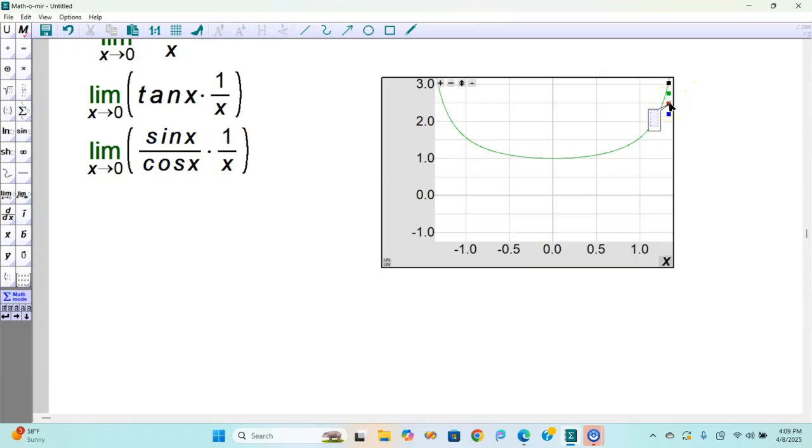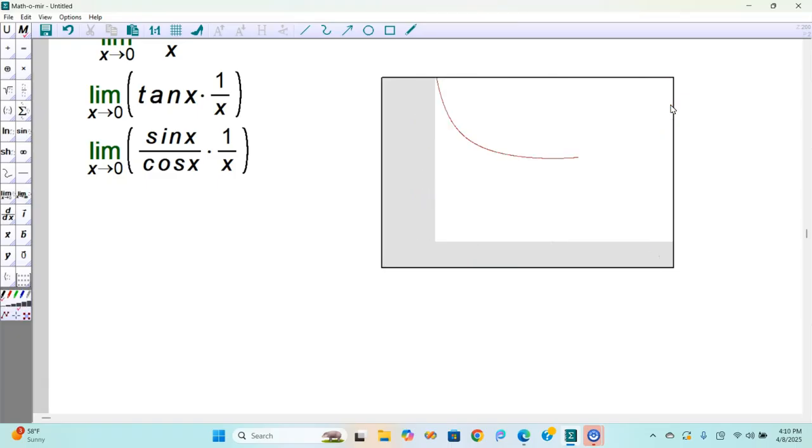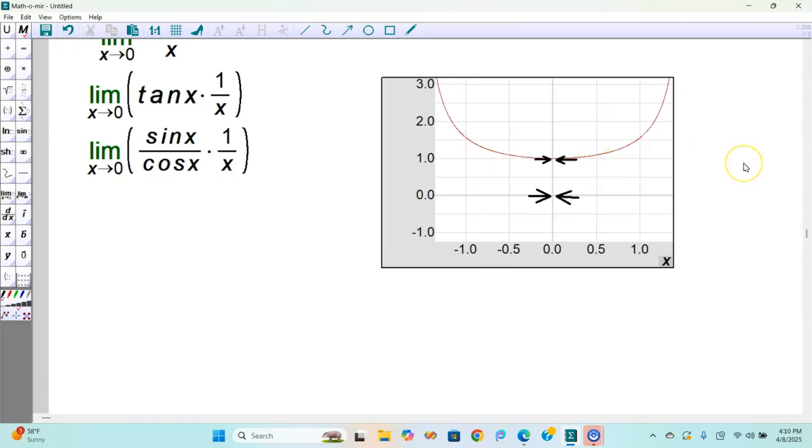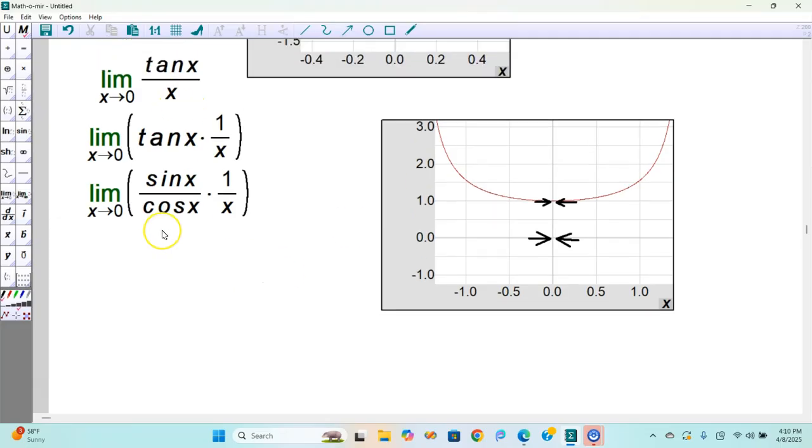Okay, so overlay in the graph sine x divided by cosine x, times 1 over x. We do it again. Is this the same? It is, you see? It's the same graph every single time. They overlap perfectly. That means these are all valid steps on the left side here.